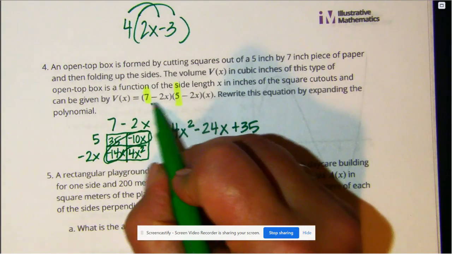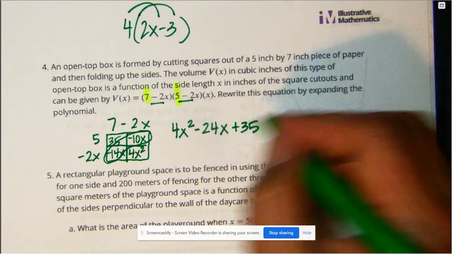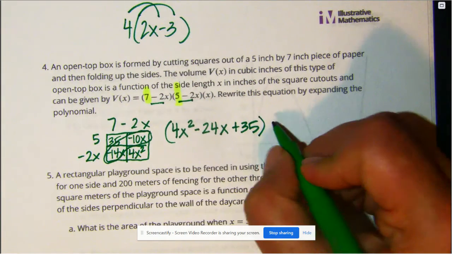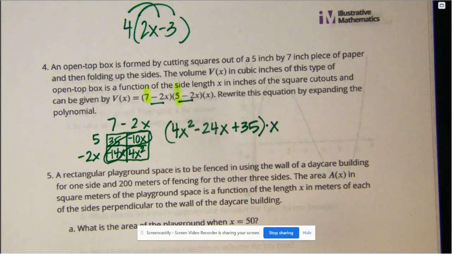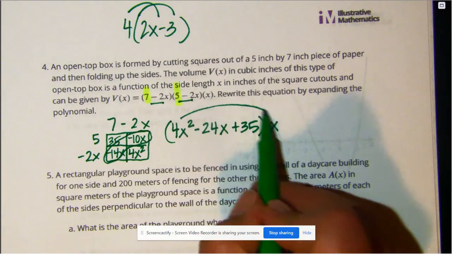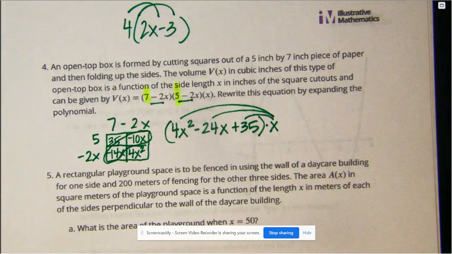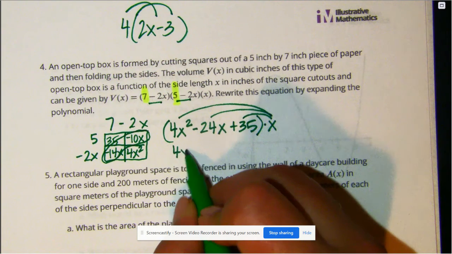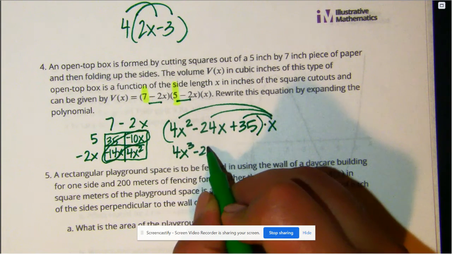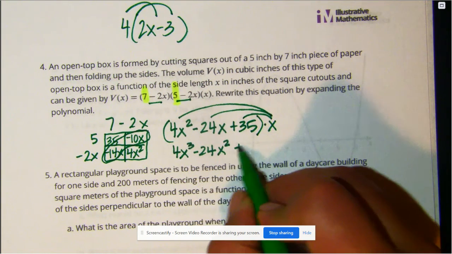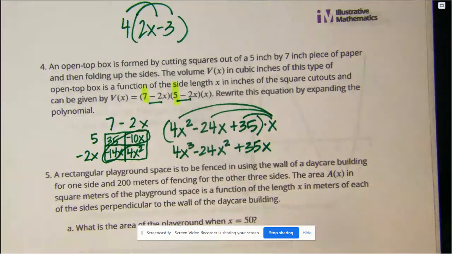So now I did this times this. Now I still got to multiply by this. So I have to multiply this whole thing times 1 more x. I don't think I need a box for that. That's just the distributive property, right? So that's going to become 4x to the third minus 24x squared plus 35x. Now do you see that looks more like lesson 2, the investment problem? That's an expanded polynomial. This is called factored form, which we'll learn more about.